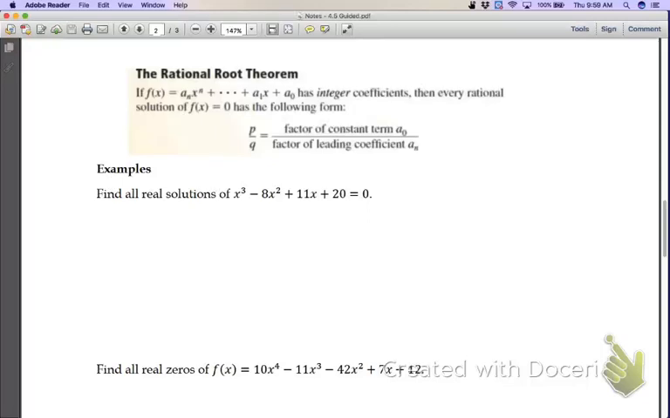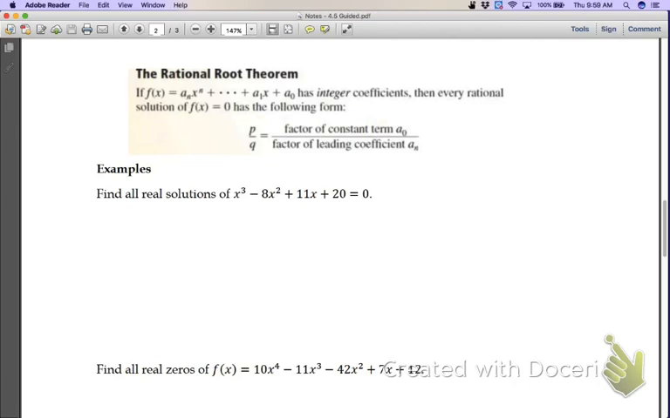The second part of 4.5 deals with the rational root theorem, and then we will get into solving, or being given the solutions and then writing it as a function. It'll tell us what our a value is, or how many solutions we should have, if any of them are double roots or things like that. So the first part is the rational root theorem.